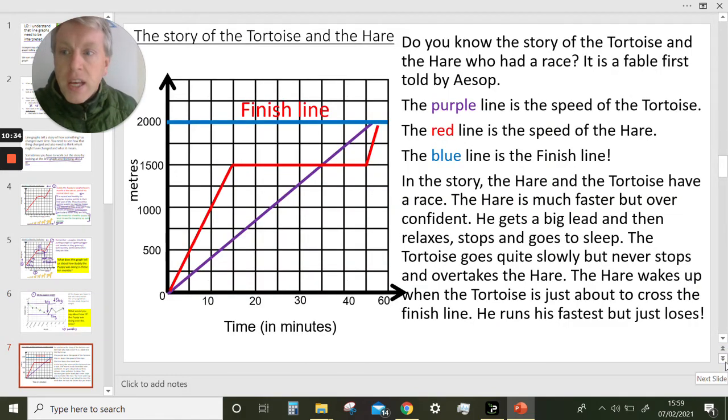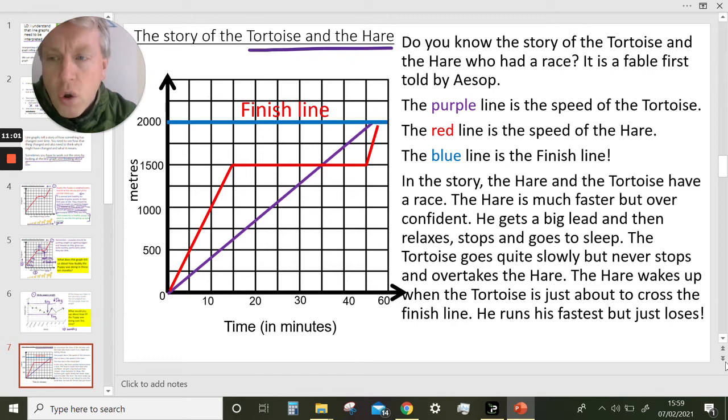Alright, we're going to look at our second kind of line graph now, and this is a line graph which has got two different lines on it. And here we're looking at the story of the tortoise and the hare. Do you know the story of the tortoise and the hare? In the story they have a race. Is it a real story? Well, is it a real thing that happened? No, it's a very famous fable.